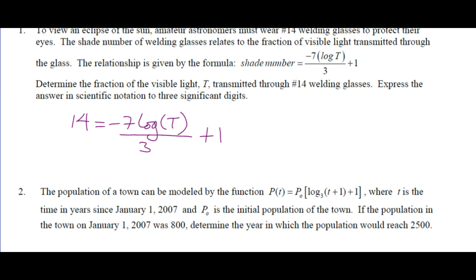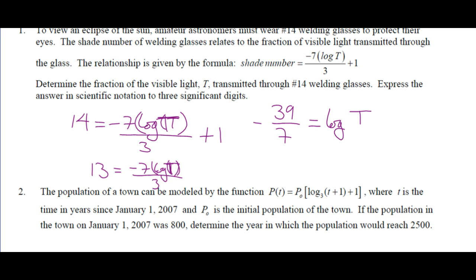Step 1, you want to solve. What are you going to do? You want to isolate the log t. You've got to get it by itself. What's your first thing? Get rid of the 1. Subtract 1 from both sides, right? So 13 is -7 log t over 3. Okay, multiply by 3, divide by -7. So 39 over -7, or -39 over 7, right? So 3 times 13 over -7 is equal to log t.